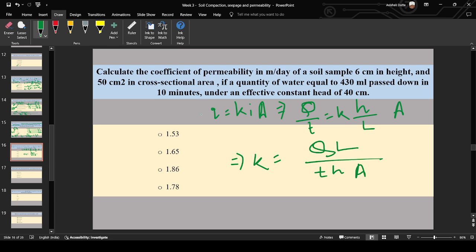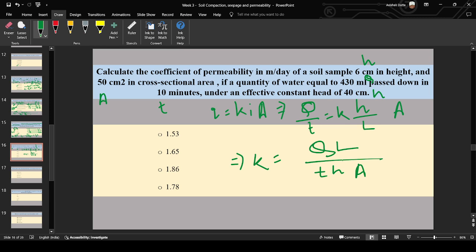So over here A is 50. This is A. Time is in minutes. H, that is the height, is 6 centimeter, I believe. Yes, 6 centimeter in height. So this is the height, and head of 40 centimeter. This is the H, this is head, and Q is 430 ml. This is Q. Now 430 ml is 430 cc.